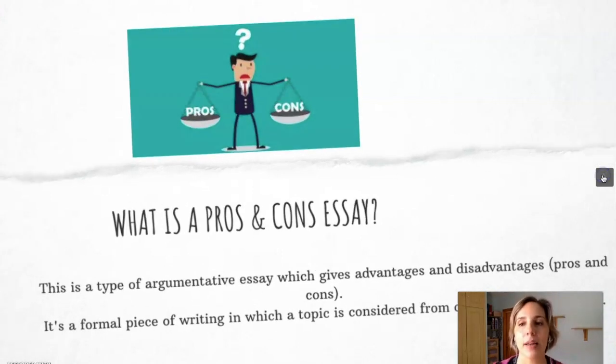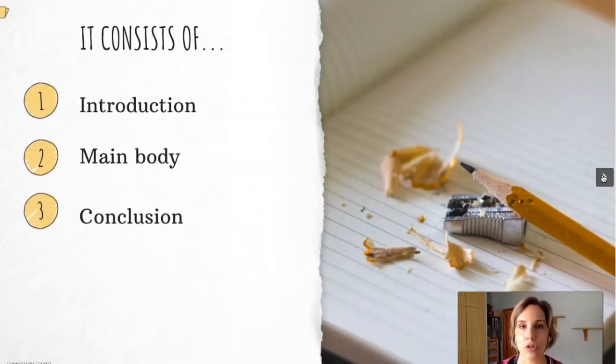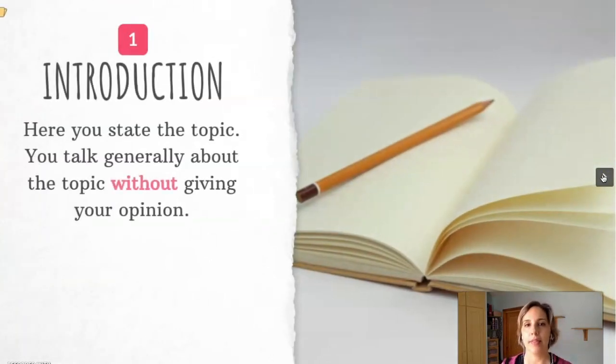Okay, let's take a look at the structure of this essay. It's basically composed of three parts: an introduction, a main body, and a conclusion. But let's have a look first at the introduction.